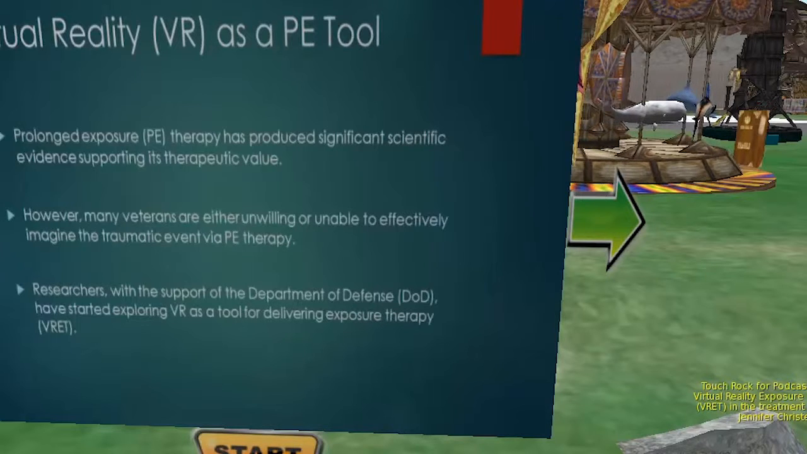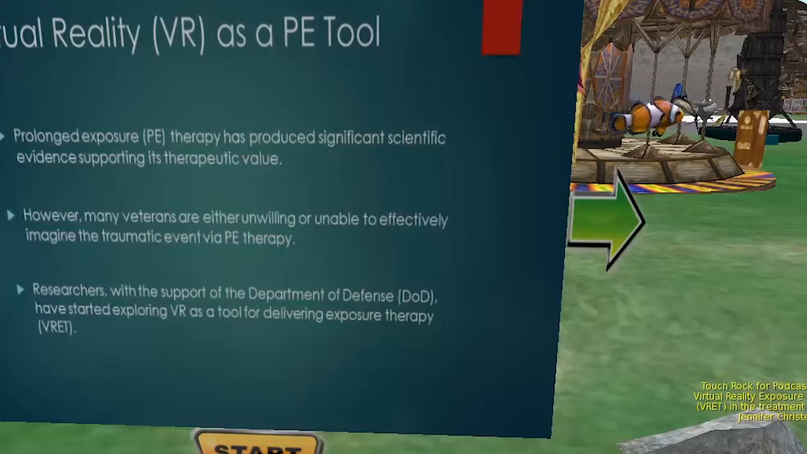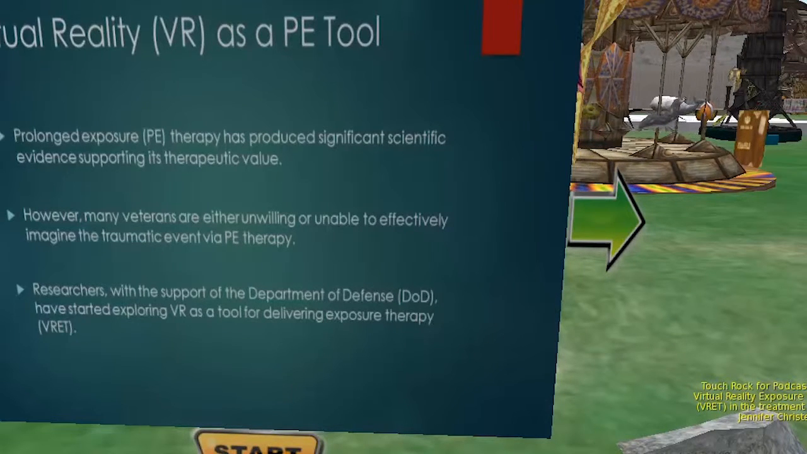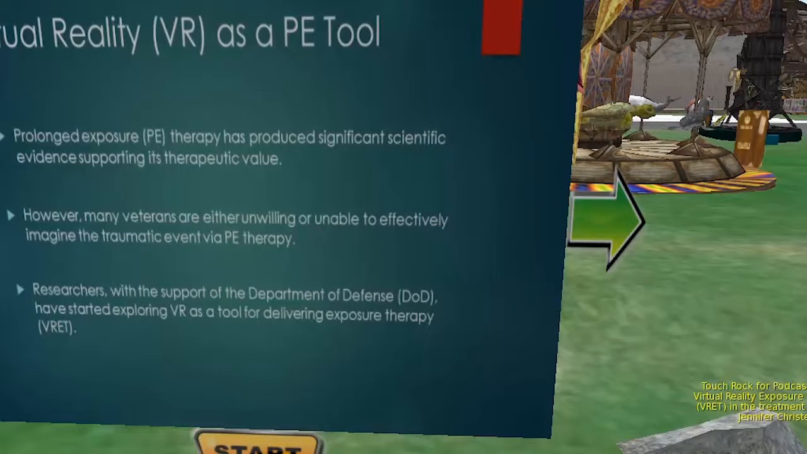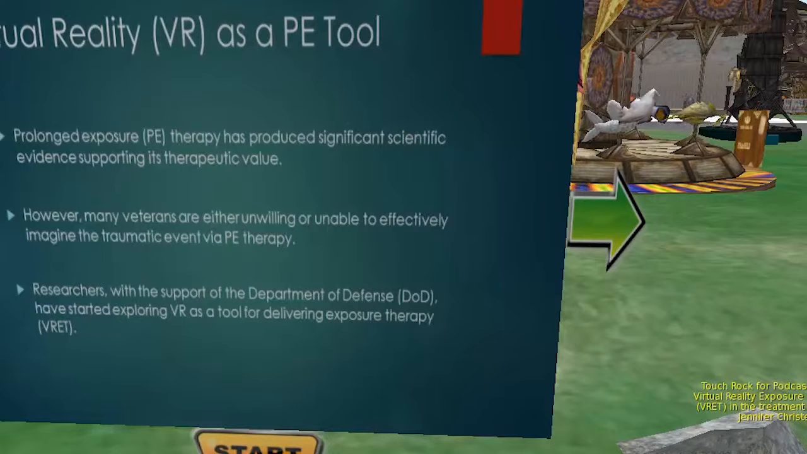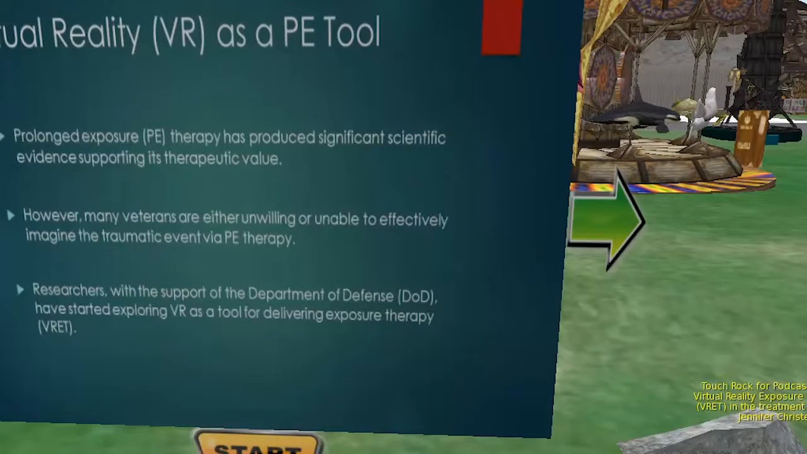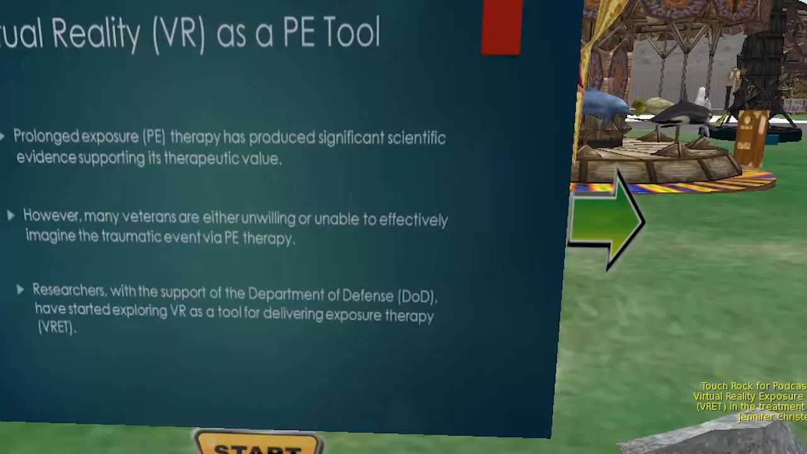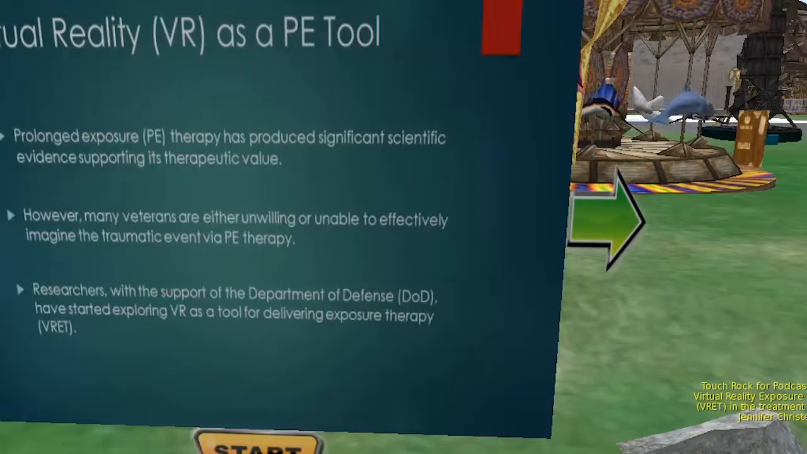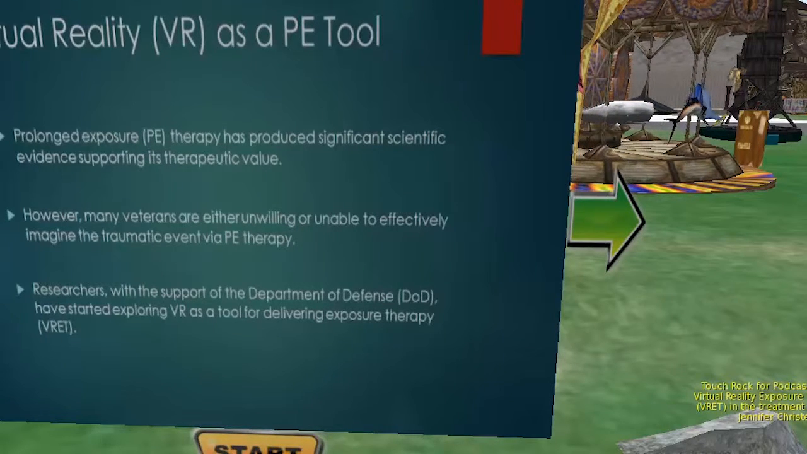Of the psychotherapy treatment options available, prolonged exposure, or PE therapy, has produced significant scientific evidence supporting its therapeutic efficacy. This treatment involves an actively repeating imaginal narrative and reliving of the patient's trauma. It's considered a low-threat approach, and it provides the patient an opportunity to confront and process trauma-relevant memories, while also deconditioning the patient, which is also referred to as habituation or extinction.